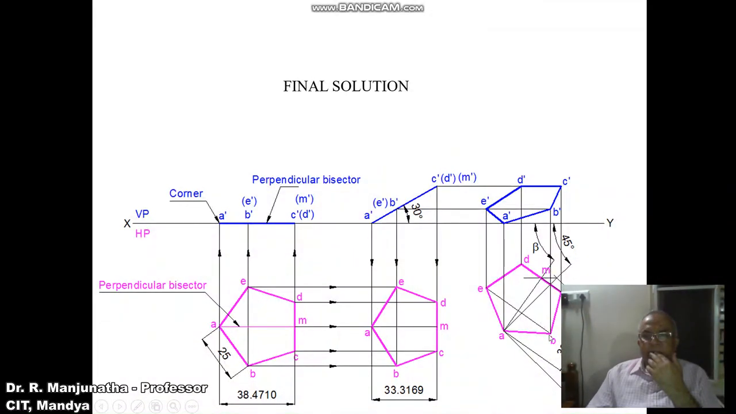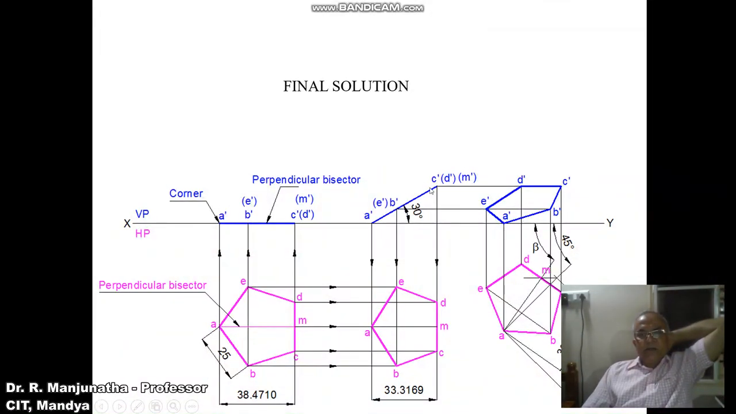Then join A to B, B to C, C to D, D to E, and E to A with a dark line, and you mark this point as M here. So the second position top view is rewritten on the apparent inclination line AM. Then draw a horizontal projector from A dash and draw a vertical projector from A. It will be on the XY line, as A dash is on the XY line, and you mark this point as A dash. Similarly, you draw a horizontal projector from B dash and a vertical projector from B to intersect at this point B dash, and similarly from E to intersect at this point, which is E dash.